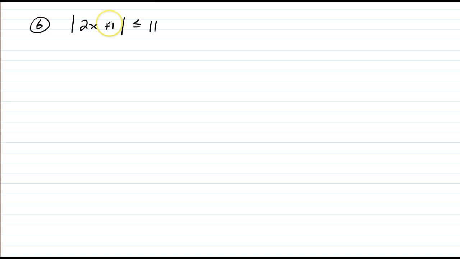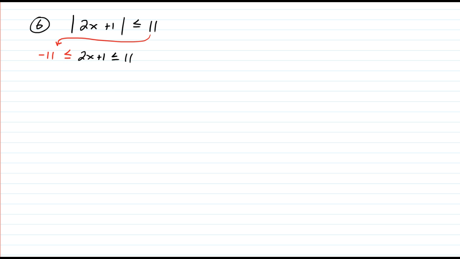Alright, number 6, our last example. Now notice we have a less than, and so when we have a less than, we rewrite the expression. Nothing's changed. But now I'm going to take this symbol and put it in front, and then I'm going to take this 11, put it in front, and make it negative. So I go negative 11 less than or equal to.